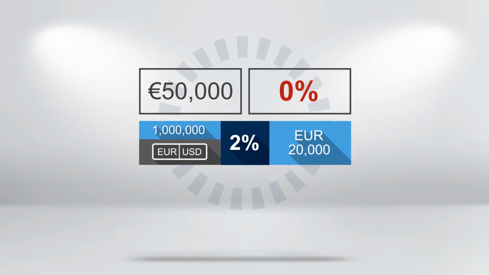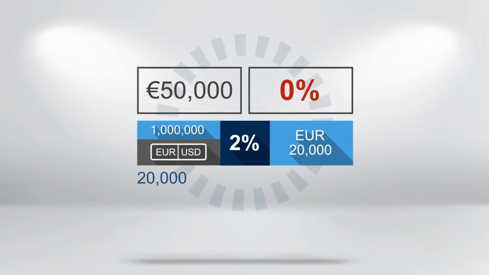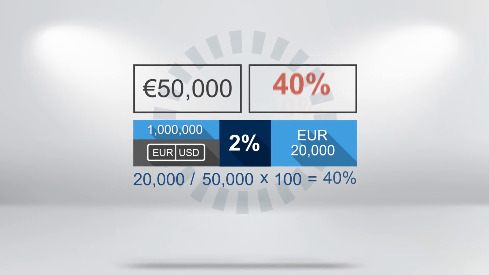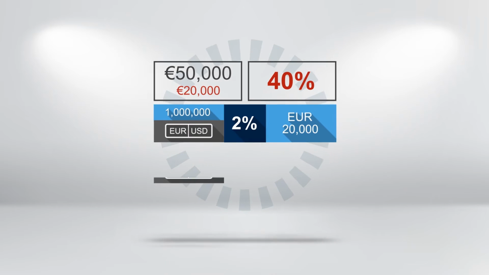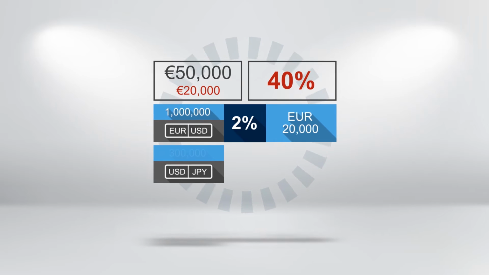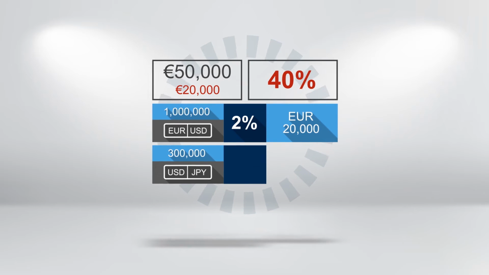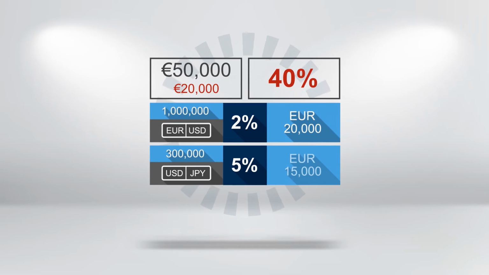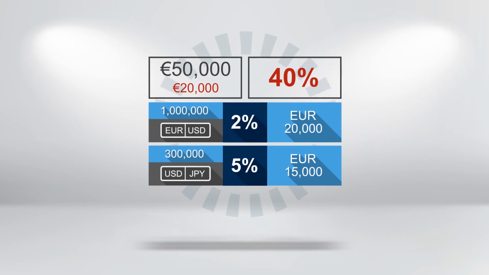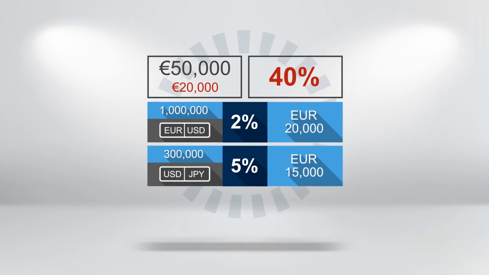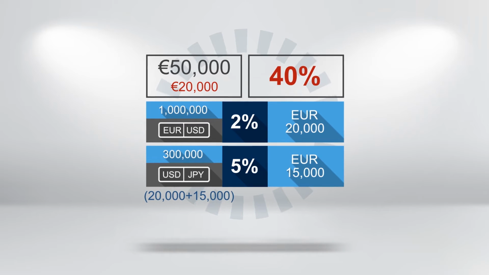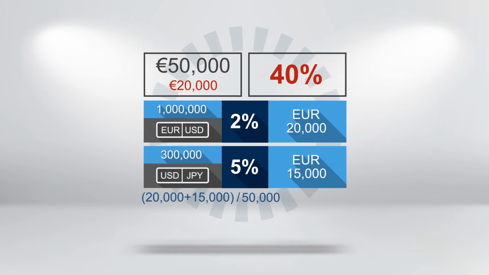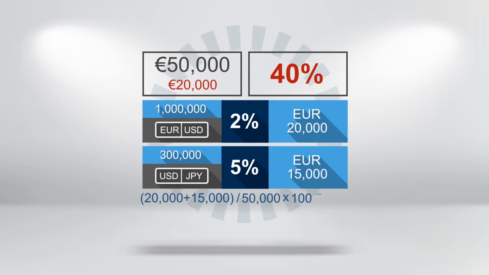The margin used is now €20,000 divided by 50,000 times 100, which equals 40%. Now a second trade of $300,000 yen is placed. The dollar-yen margin requirement is 5%, so this equals €15,000. The used margin for the entire account is now 20,000 plus 15,000 divided by 50,000 times 100, which equals 70%.